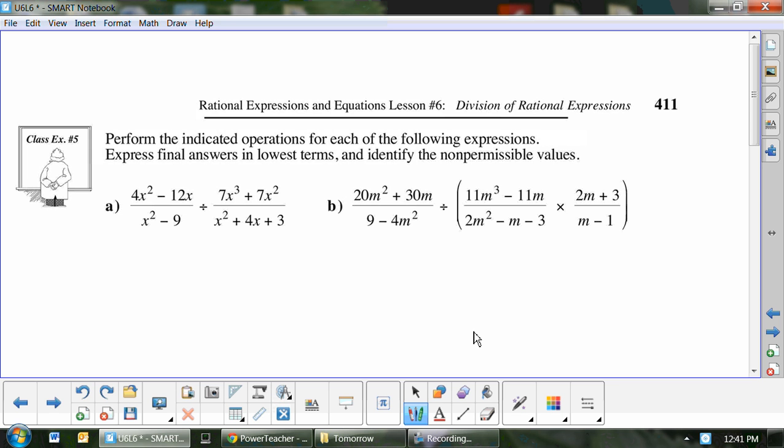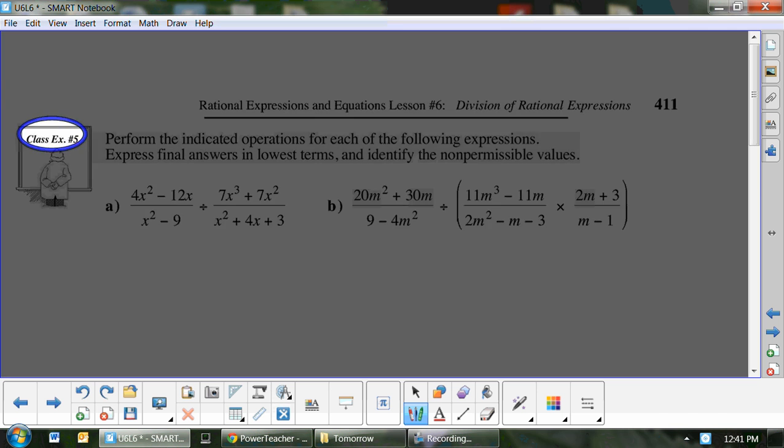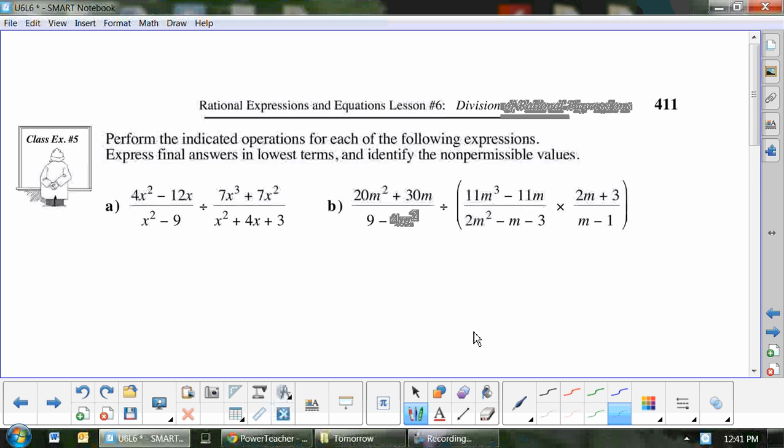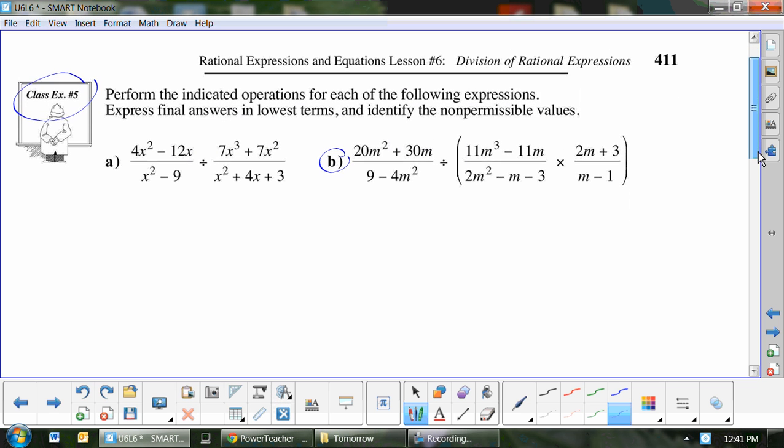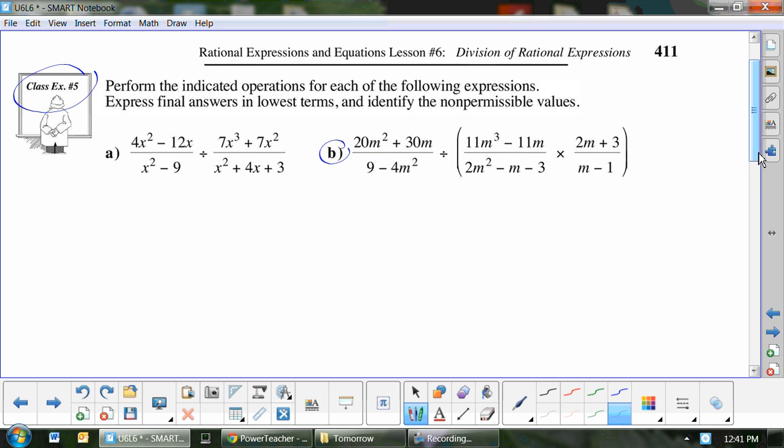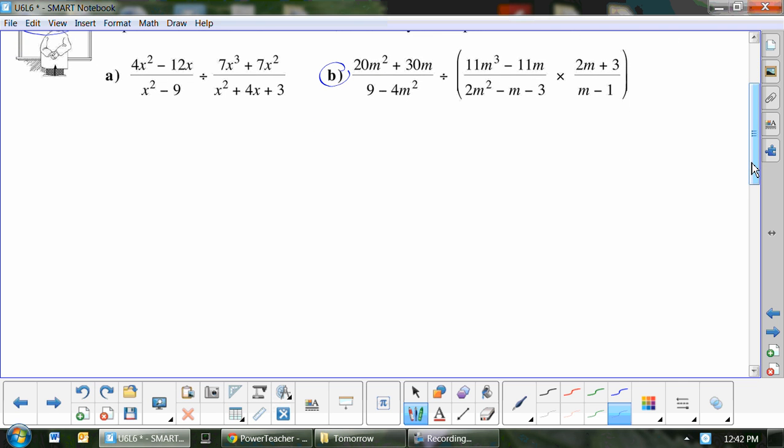Okay, so for example number 5, we're just going to do B again. Oh, dang it. Not the magic pen again. Okay, so because we have brackets, we're going to deal with that first. So we get to go 20m squared plus 30m over 9 minus 4m squared. So we'll deal with that in a bit. But right now we want to deal with our brackets.